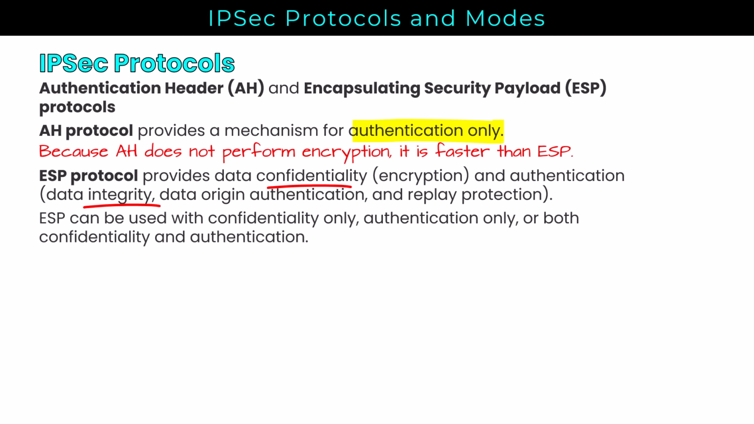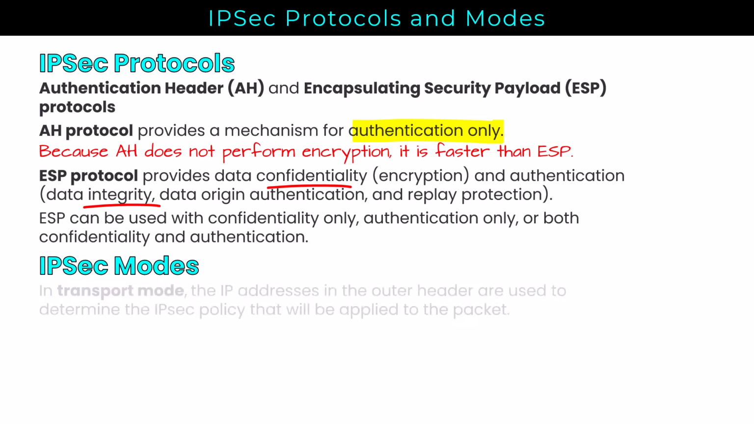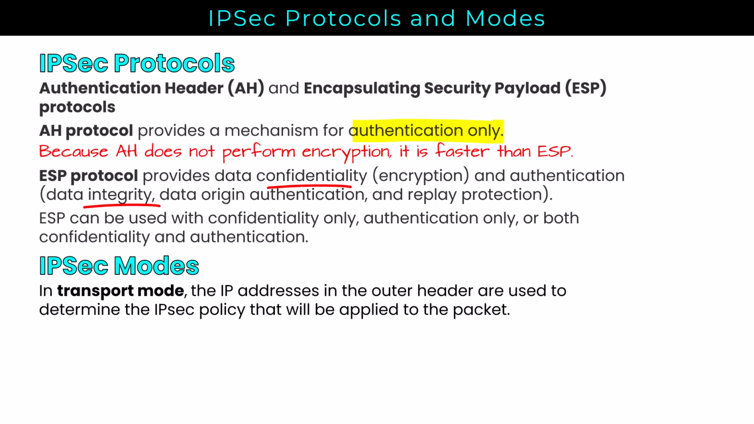Encapsulating security payload can be used with confidentiality only, authentication only, or both confidentiality and authentication. And then again, just to touch on those IPsec modes. In transport mode, the IP addresses in the outer header are used to determine the IPsec policy that will be applied to the packet. That's good for ESP host-to-host traffic. That's what we'd see in the VPN client scenario for the remote worker, for example.